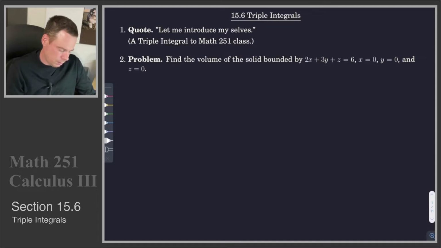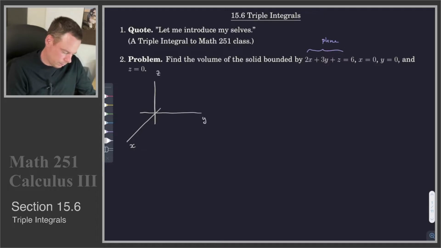So we want to find the volume of a solid bounded by a plane and the three coordinate planes. So this object here is a plane, and we've got our three coordinate planes that we also want it bounded by, so let's have a little sketch of this region. So we've got our coordinate axes x, y, and z. The plane we're interested in has equation 2x plus 3y plus z equals 6.